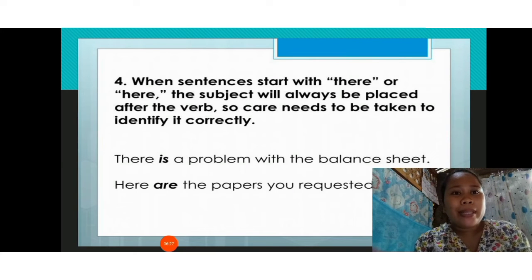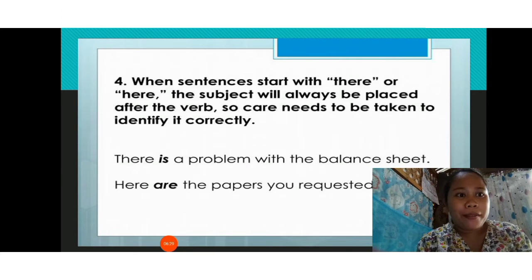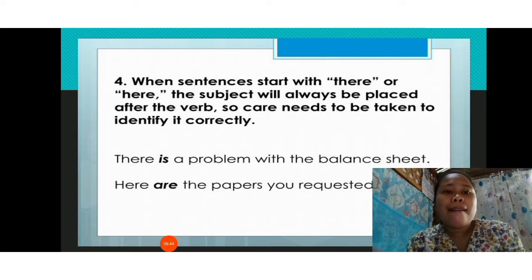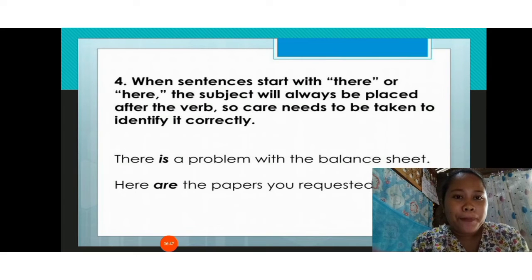Fourth rule, when sentences start with there or here, the subject will always be placed after the verb. So care needs to be taken to identify it correctly. For example, there is a problem with the balance sheet. So we have here in the sentence a problem as our subject, which is singular. That's why our verb that we use in this sentence is also singular, and that is.